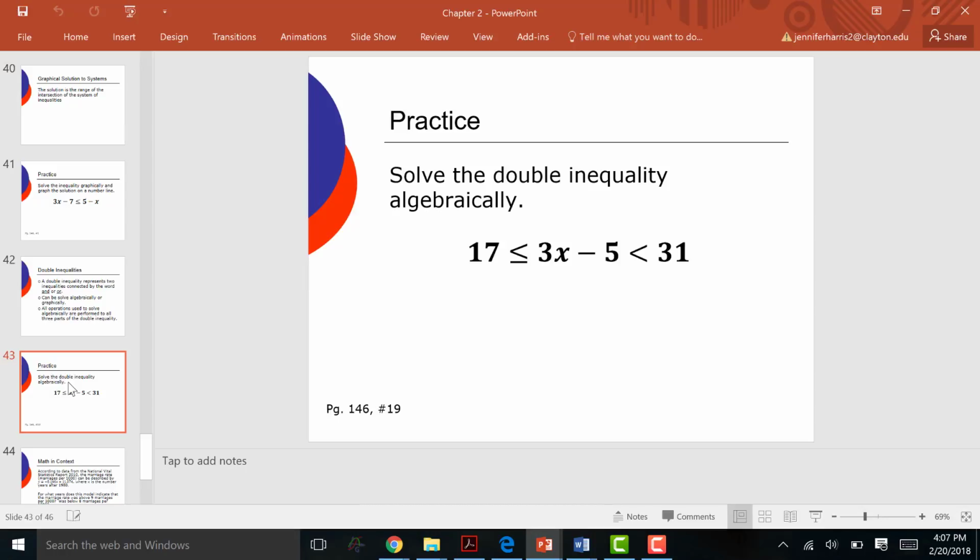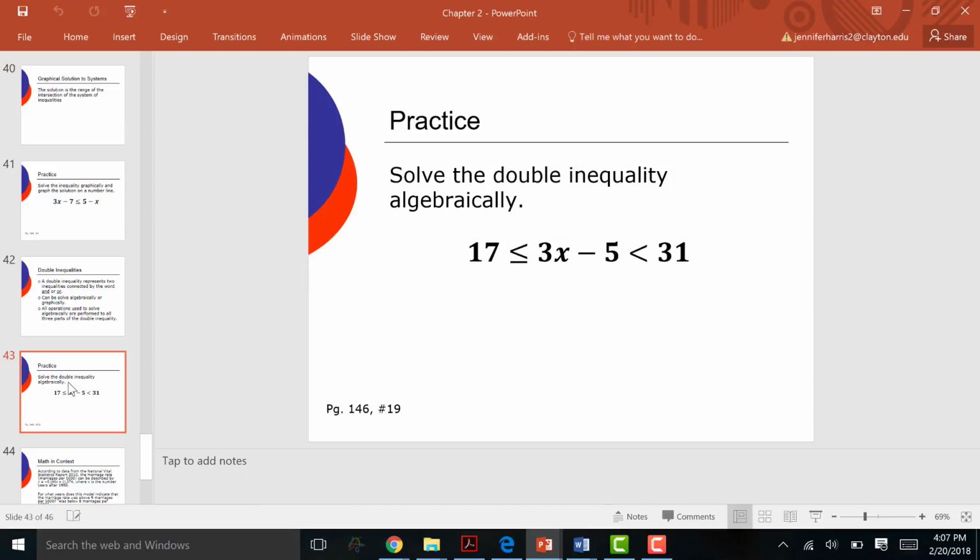Anybody still working on what's on the board right here? No? Okay, I'm going to pull this down. I wish I had pulled it down further. All righty, so I've got 17 less than or equal to 3x minus 5 less than 31.